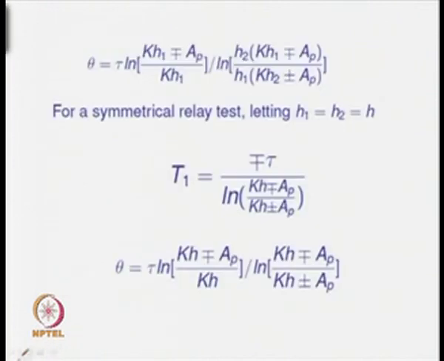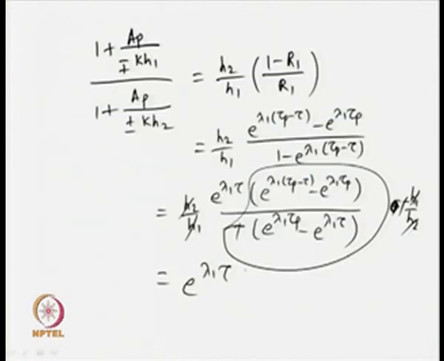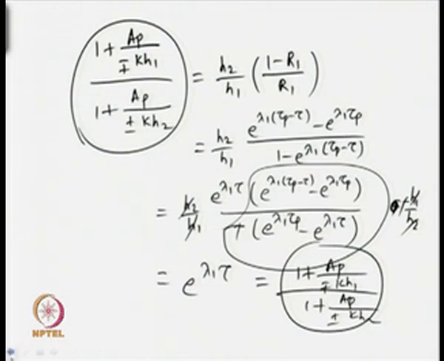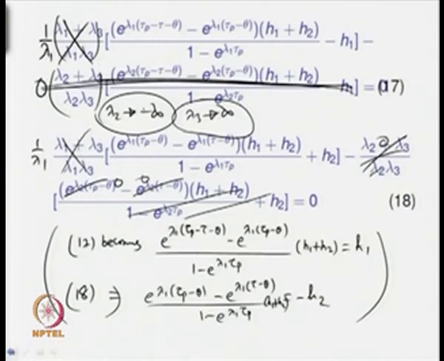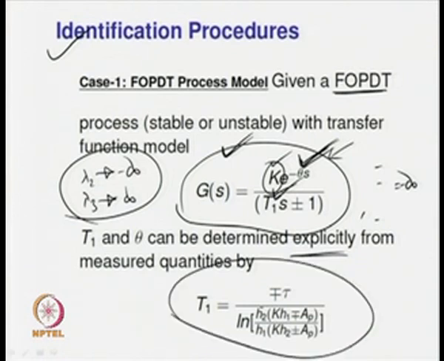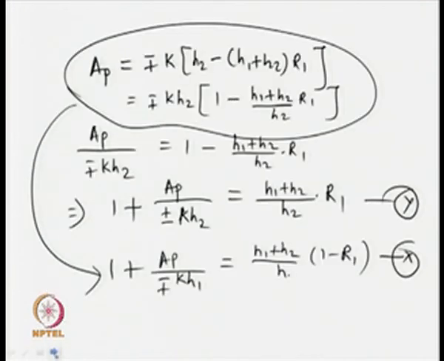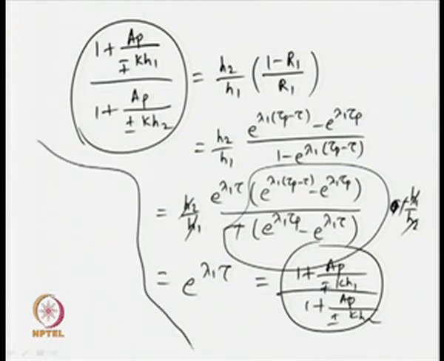Thus, what we have got is that e to the power lambda 1 tau is equal to 1 plus a p by minus plus k h 1, divided by 1 plus a p by plus minus k h 2. So, now you can take the natural logarithm of both sides and finally get it in the form of the expression that I had shown over here. Okay. So, this is how it is possible to get the analytical expressions for the unknowns associated with the transfer function model. Okay. So, since I have got space here, let me write.